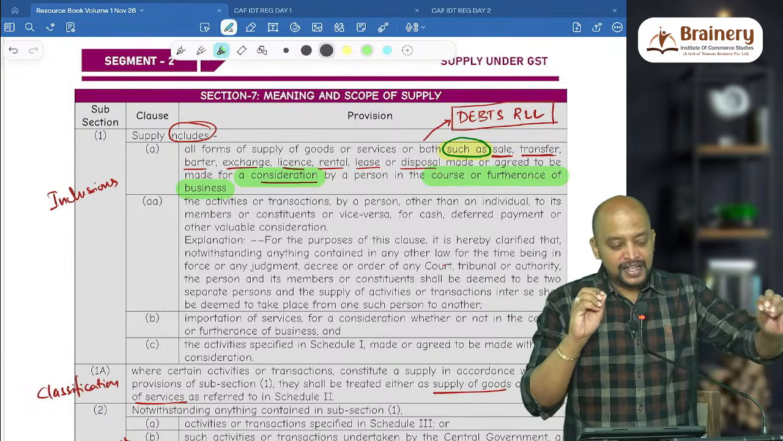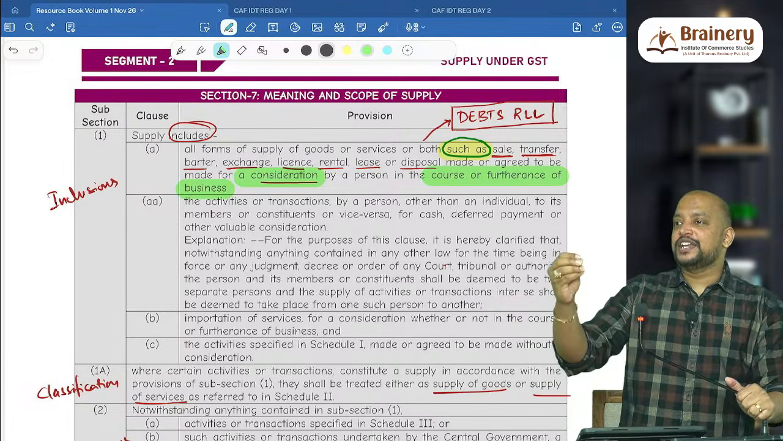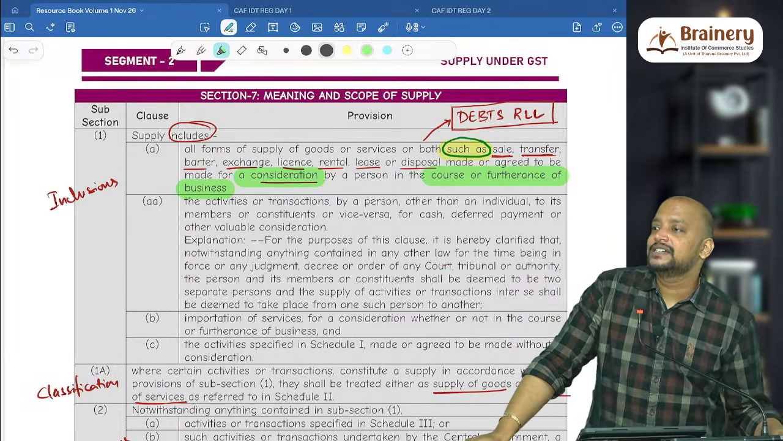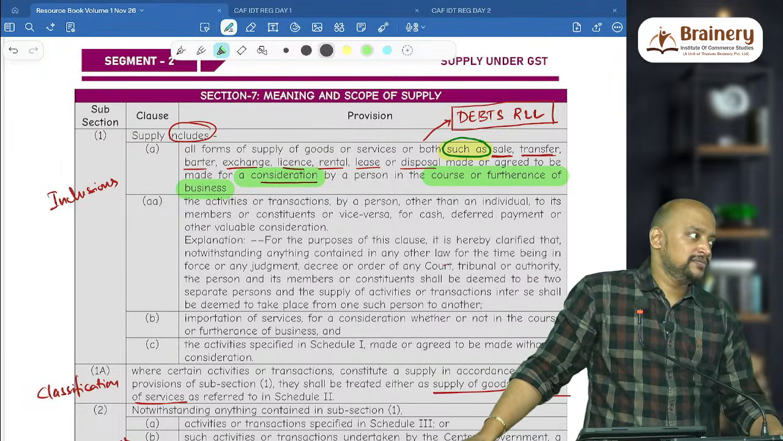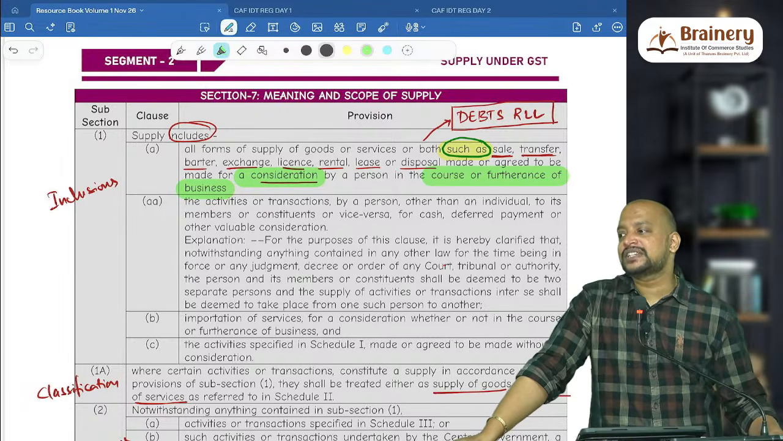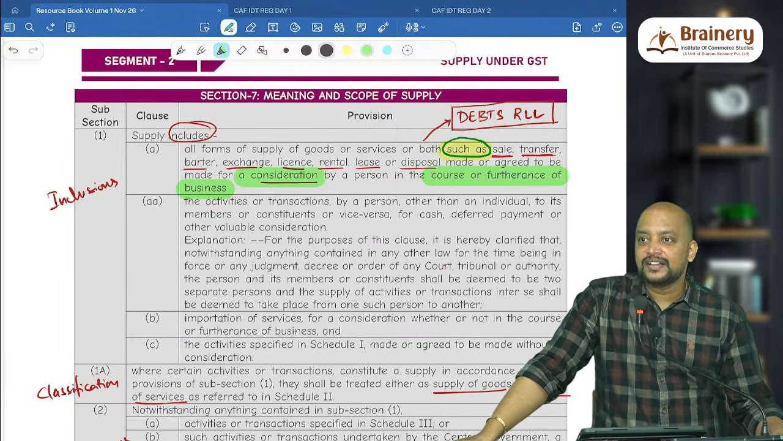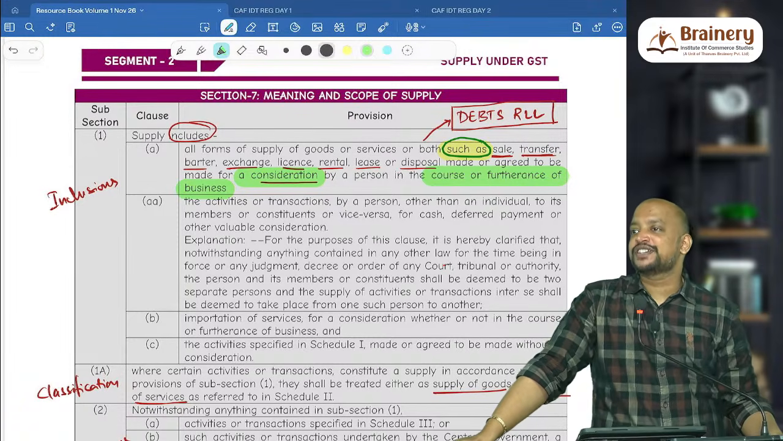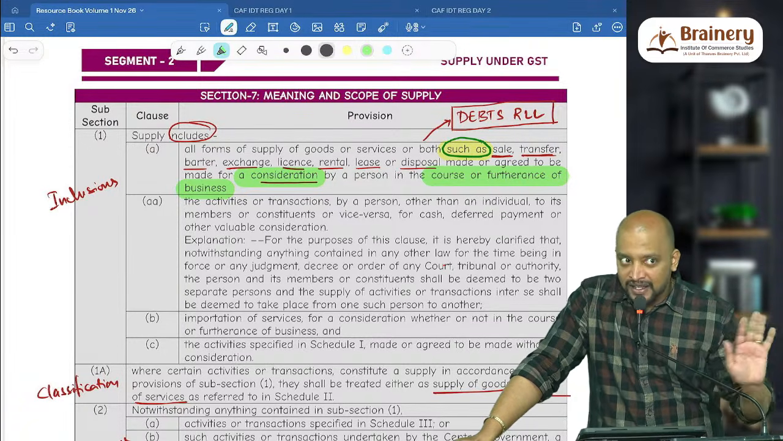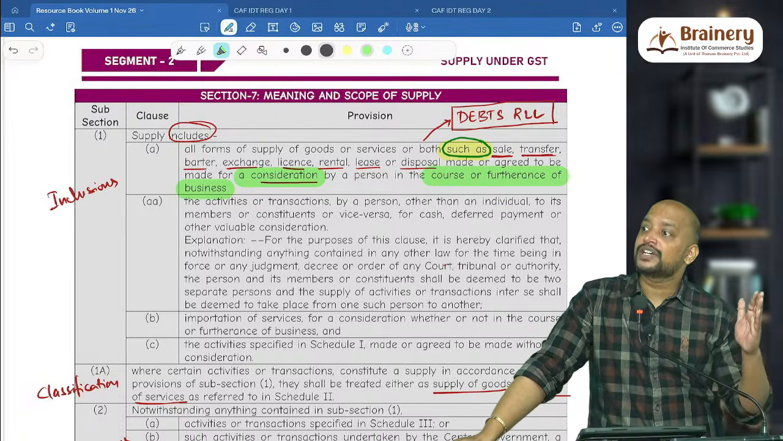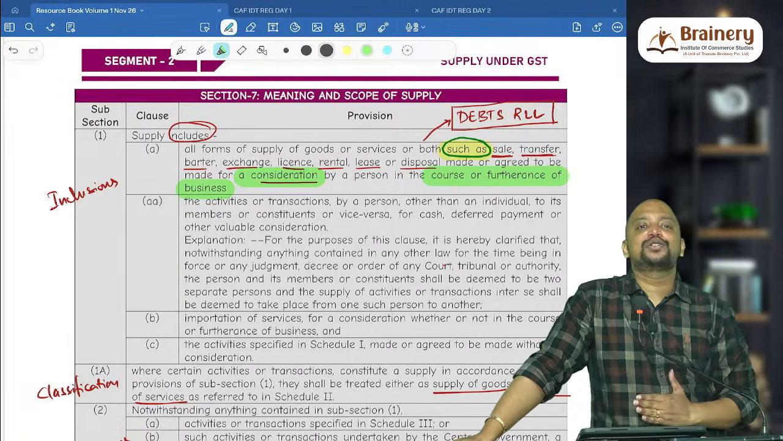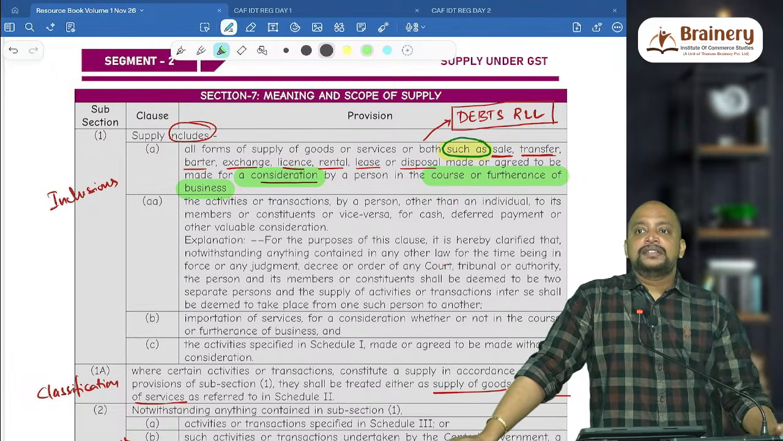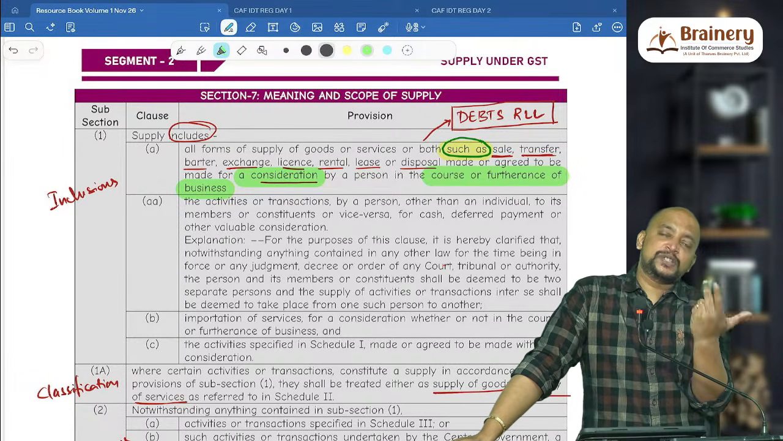Got it? Say you are selling your old mobile on OLX. Is it supply under 7.1a? What is the activity? Sale. For consideration? Yes. In the course or furtherance of business? Why? You are not a second-hand mobile dealer. So it is not in the course or furtherance of business. Therefore, is it supply or not a supply? Not a supply. Is it clear? Even though consideration is there, it should be in the course or furtherance of business. Is it clear?